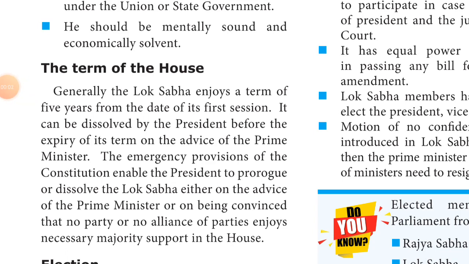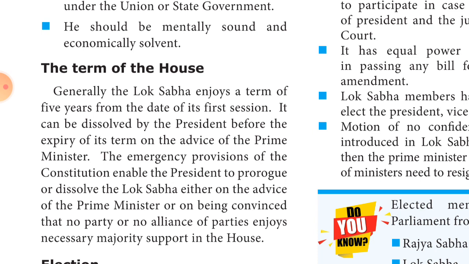Next topic, term of the Lok Sabha. Generally, Lok Sabha enjoys a term of 5 years from the date of its first session. The term of the Lok Sabha is 5 years. The term of the Rajya Sabha is 6 years. It can be dissolved by the president before the expiry of the term, on the advice of the prime minister. But the Rajya Sabha is never dissolved.